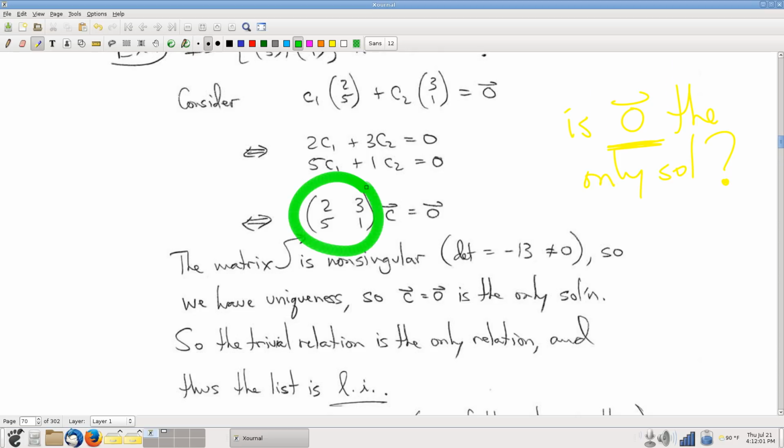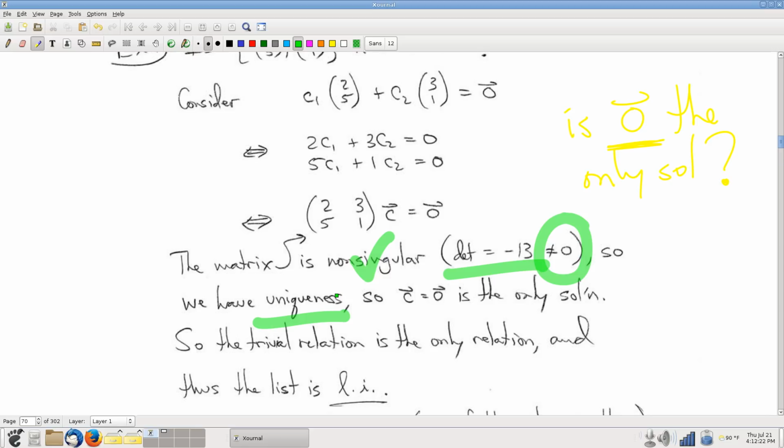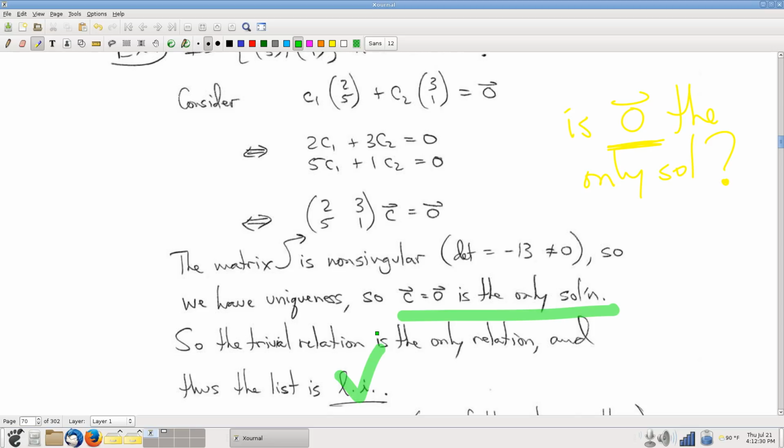Well, one thing you could do is take this matrix and row reduce and see, is there or is there not a pivot in every column? And you could certainly do that. It's not a hard row reduction. Much more convenient than that, though, is to compute the determinant. Observe that it's not 0. Citing facts about determinants, that means that this matrix is non-singular, and therefore we have the desired uniqueness property. Therefore, the only relation is the trivial relation, and that means that the list is independent.